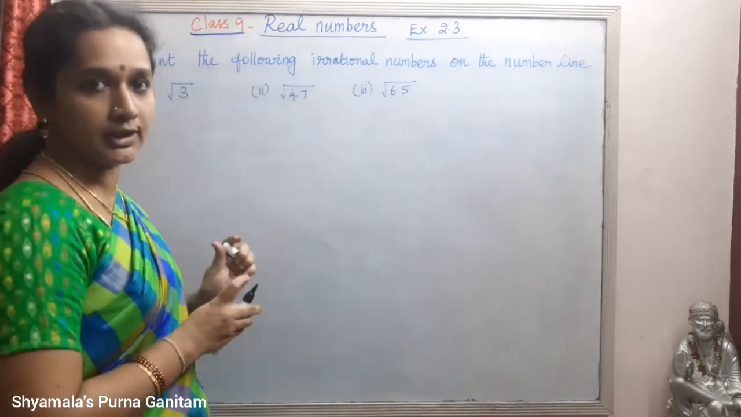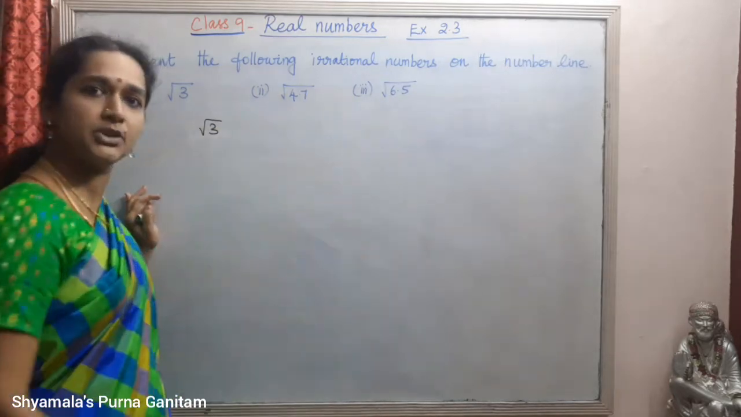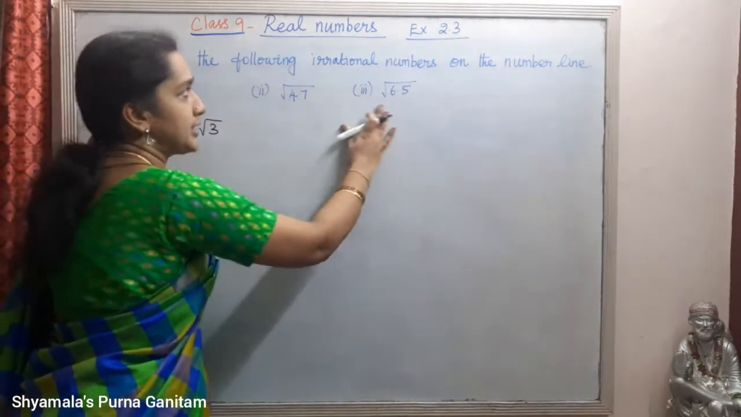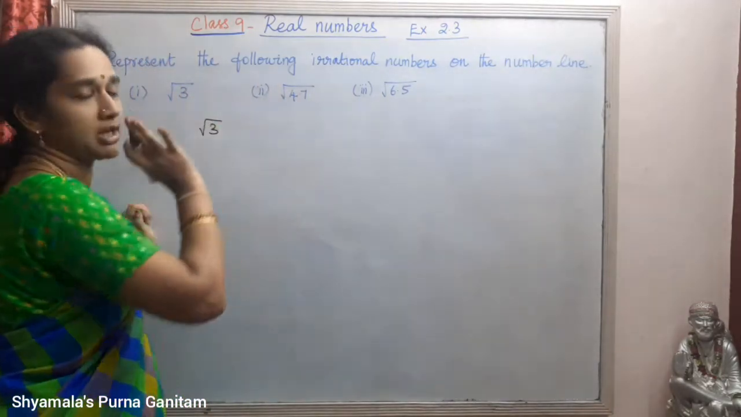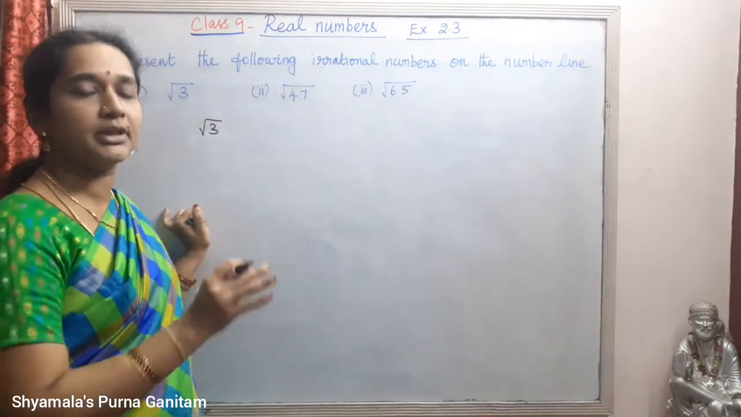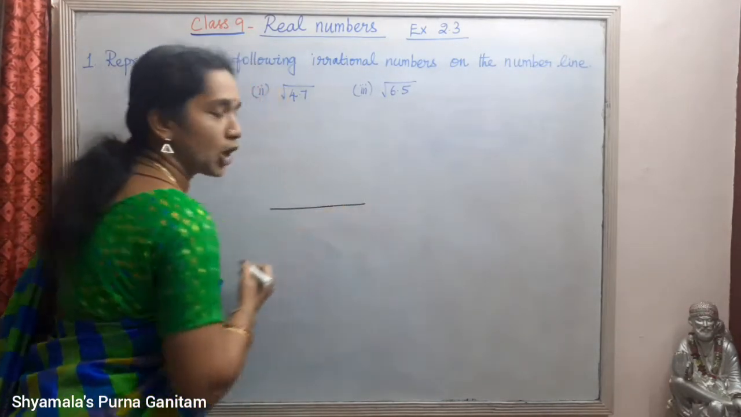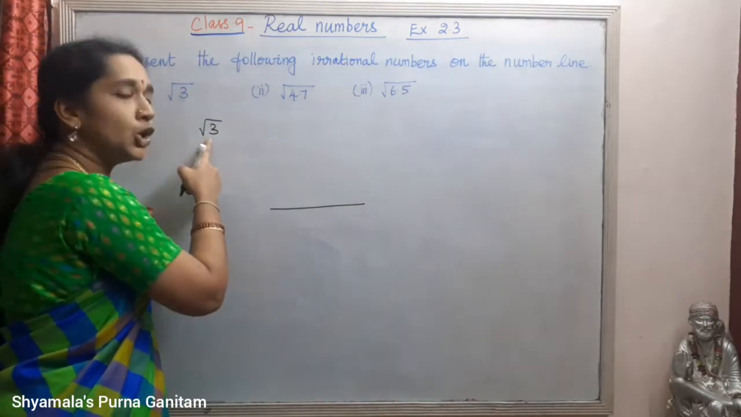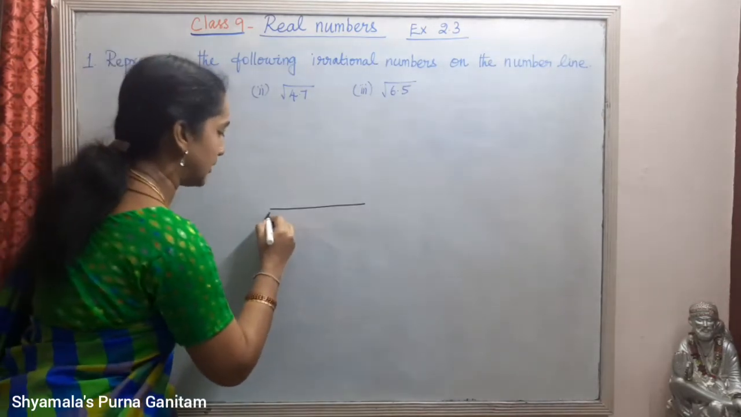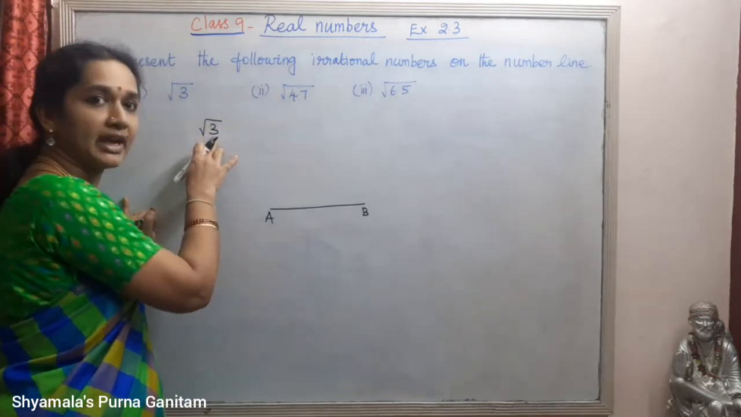First sum is root 3. I will explain the general procedure with this sum, and the remaining two sums you can do by yourself. This is the general procedure to be followed to represent irrational numbers on the number line. So, root 3 is given. It is an irrational number. Whatever irrational number is given, we have to mark it on the number line. Root 3 means we will take that 3 and work with it.